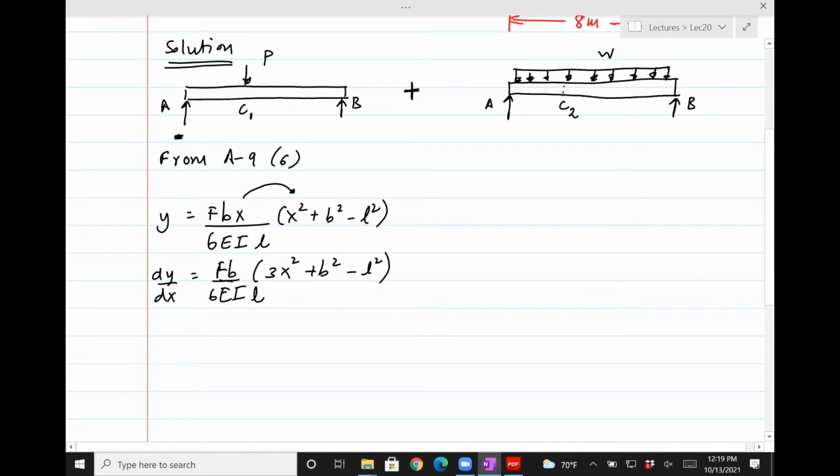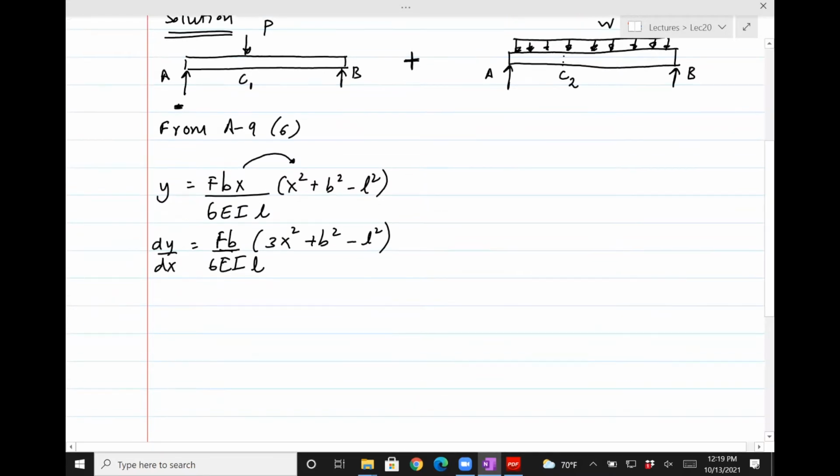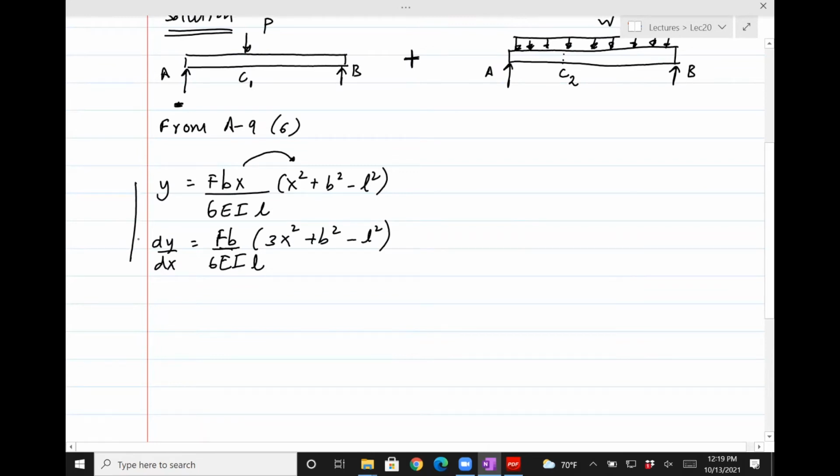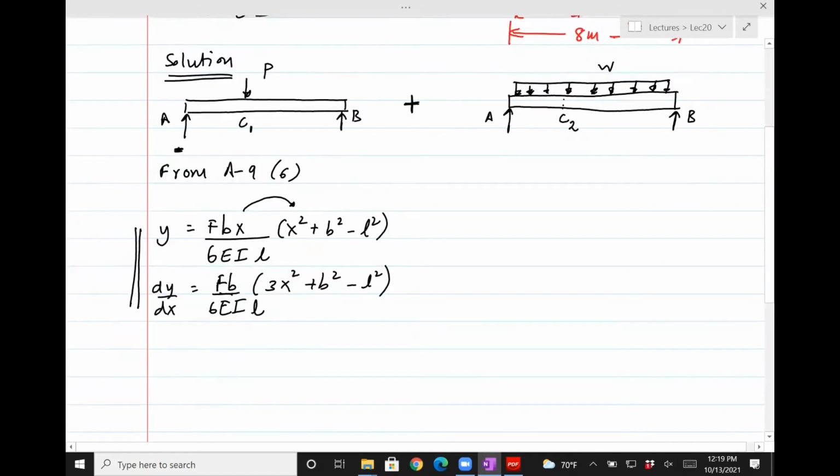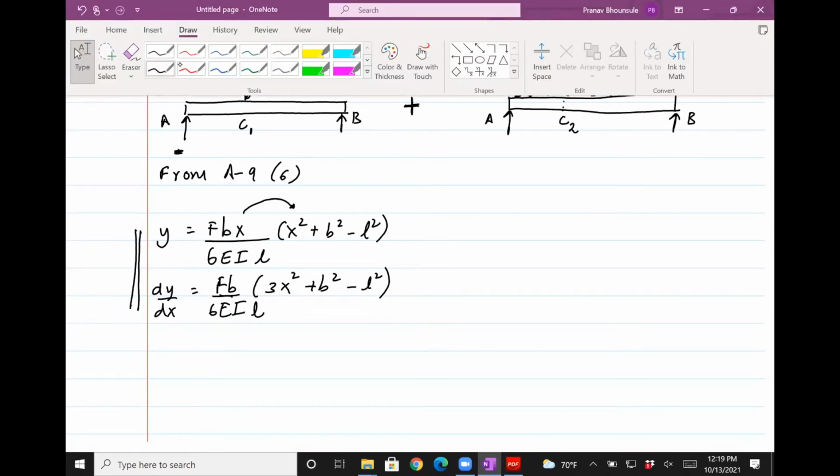Okay, so what remains is I need to identify what these quantities are, right? These are from the table, so I just copy pasted them. Let me write down, what was X again? X was the distance from the left side.